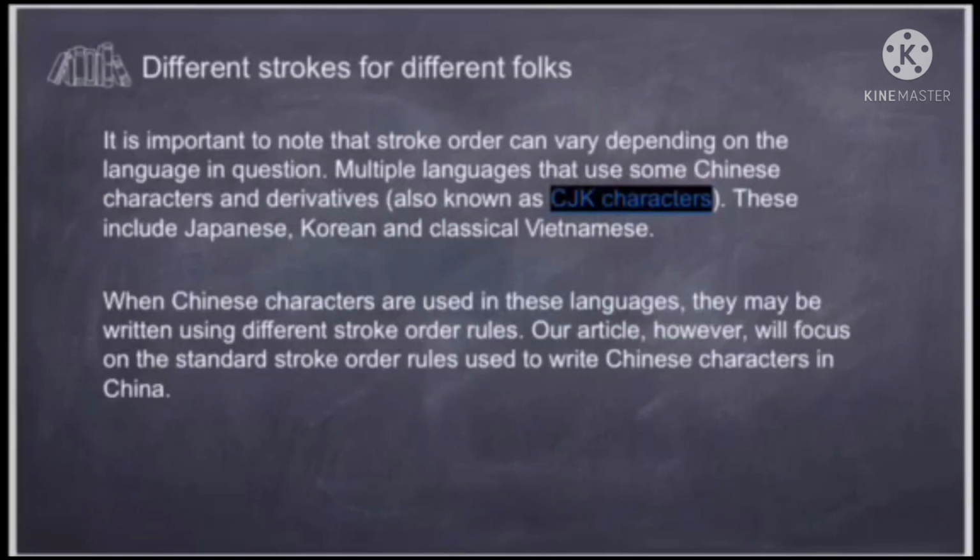It is important to know that stroke order can vary depending on the language in question. Multiple languages use some Chinese characters and derivatives, also known as CJK characters. These include Japanese, Korean, and classical Vietnamese. When Chinese characters are used in these languages, they may be written using different stroke order rules. Our article, however, will focus on the standard stroke order rules used to write Chinese characters in China.